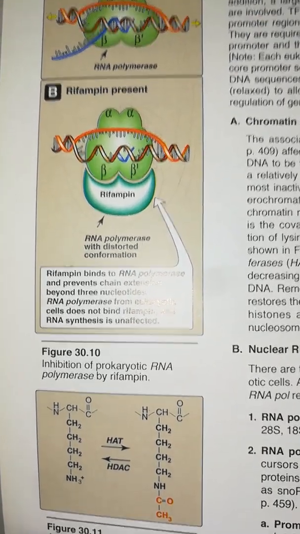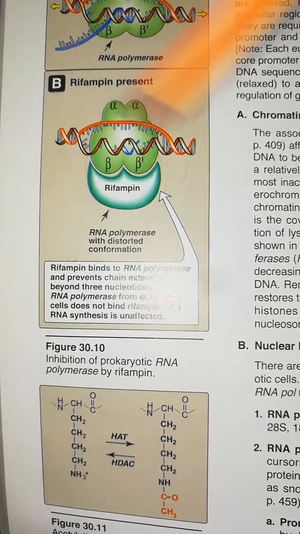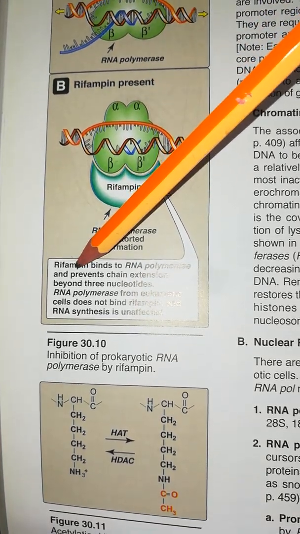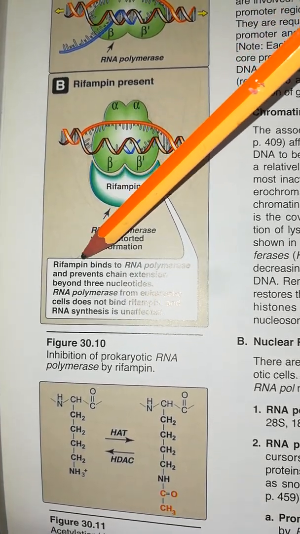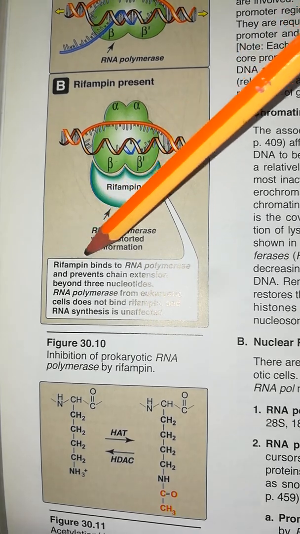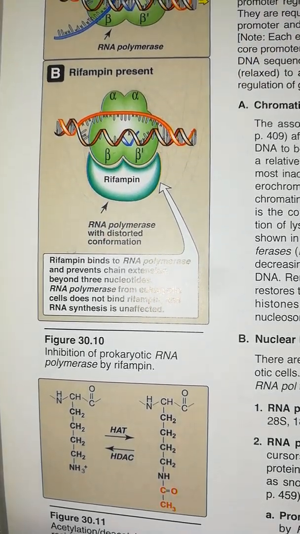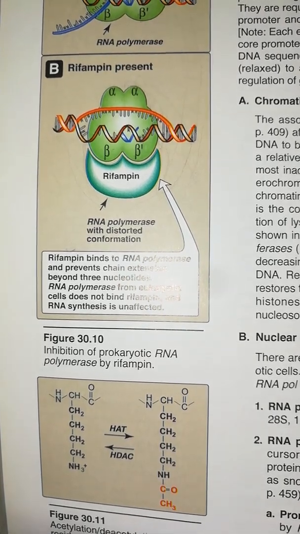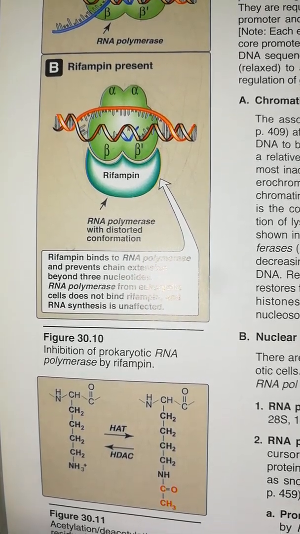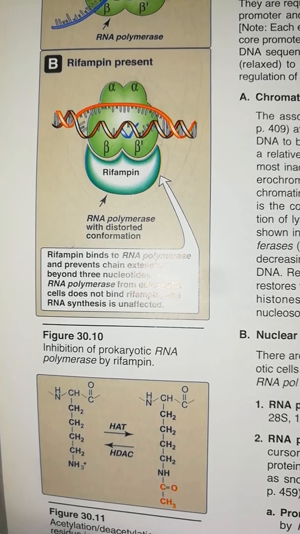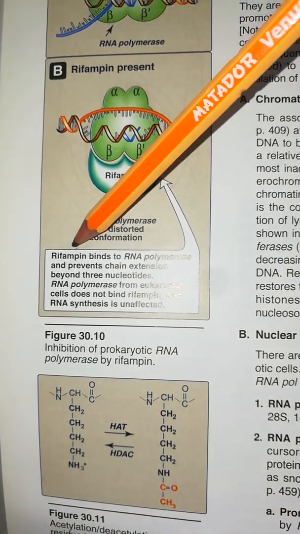Now I am going to discuss the antibiotic rifampicin. How rifampicin can kill bacteria like Mycobacterium tuberculosis. We know the Mycobacterium tuberculosis organism causes tuberculosis.